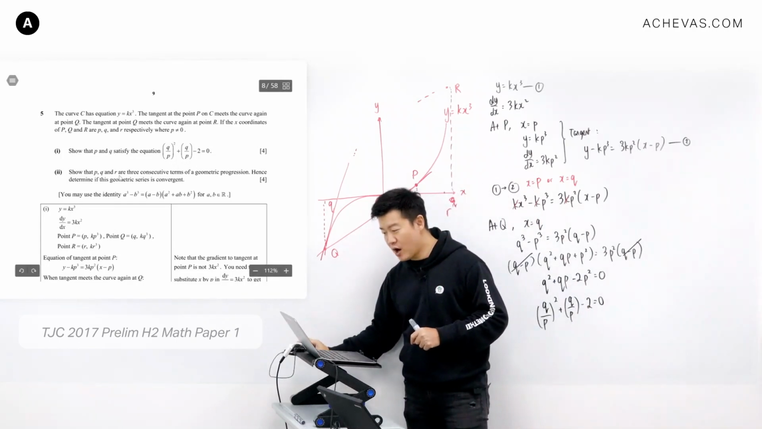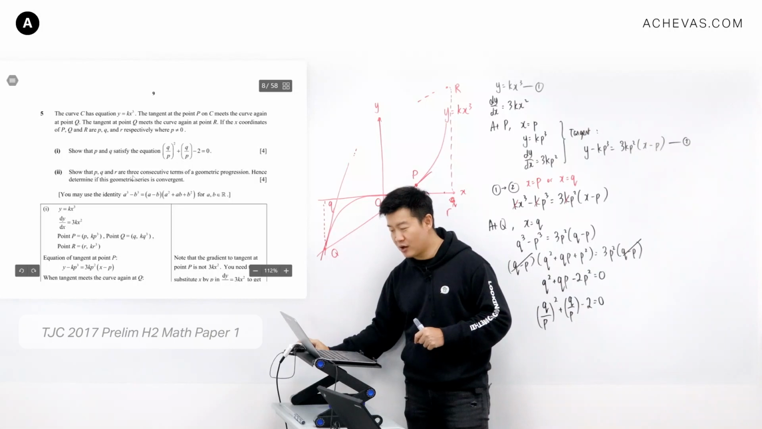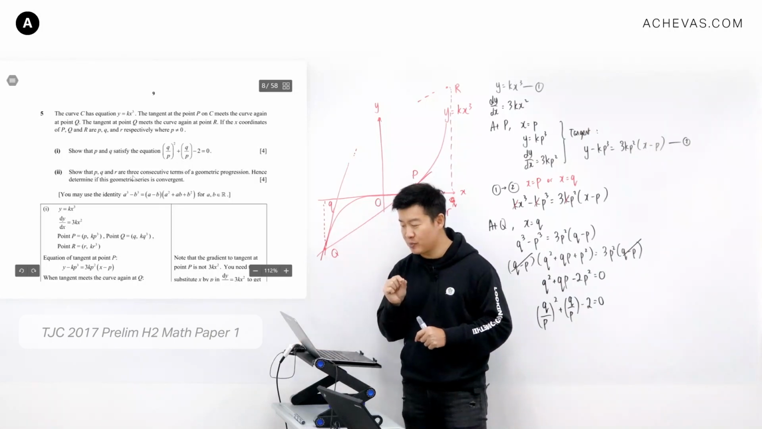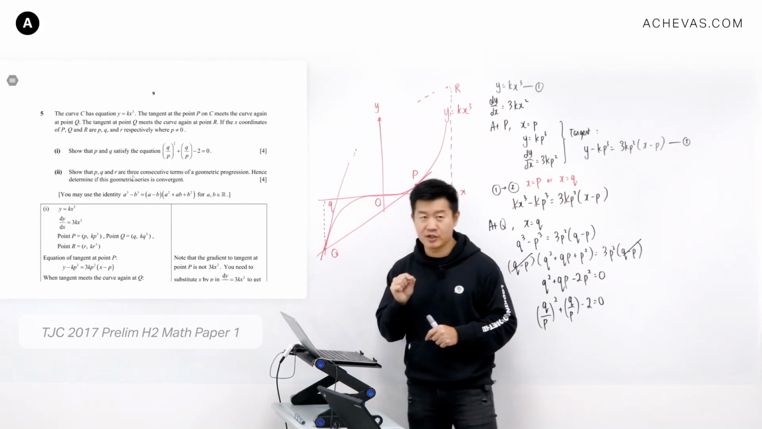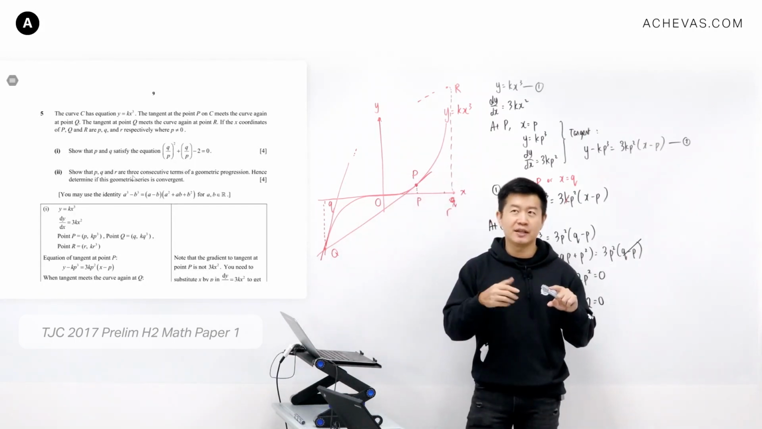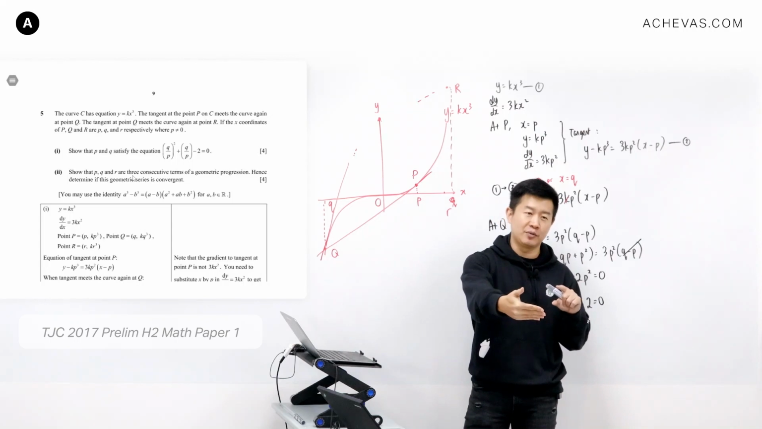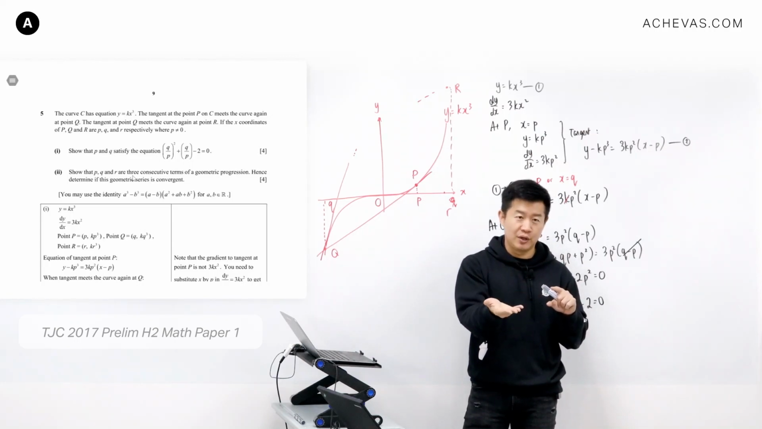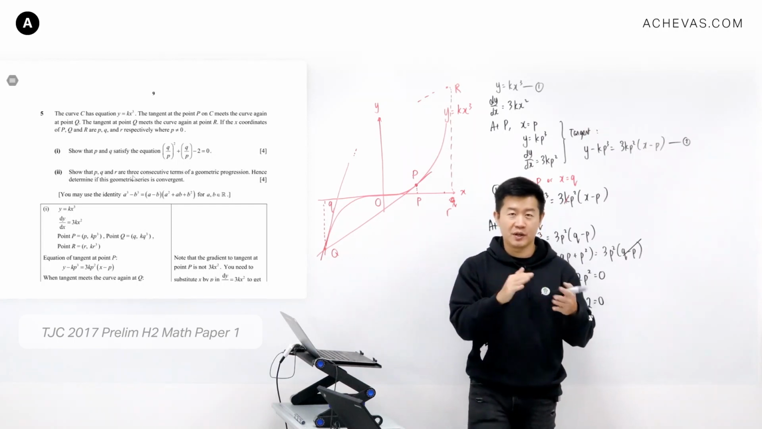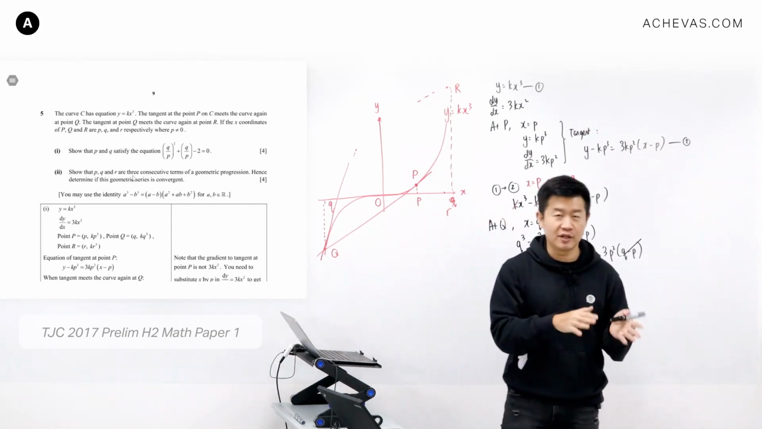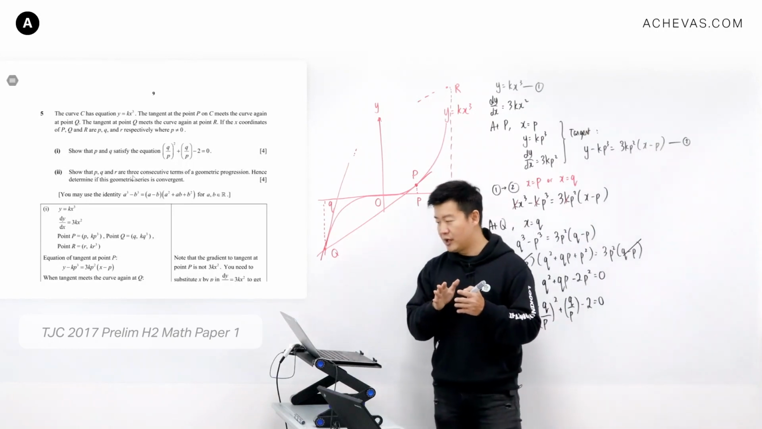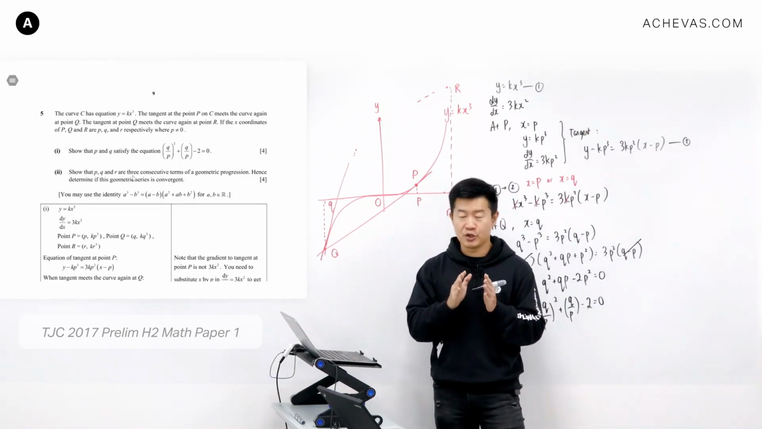Part two: show that P, Q, R are consecutive terms of a geometric progression. Hence, determine if this geometric progression is convergent. This convergent thing is something I'm really expecting how I will be doing, because I'm going to try to find the common ratio. If the common ratio is between minus 1 and 1, then it is convergent. If it is not, it is not convergent. So I'm going to try to solve for the common ratio.